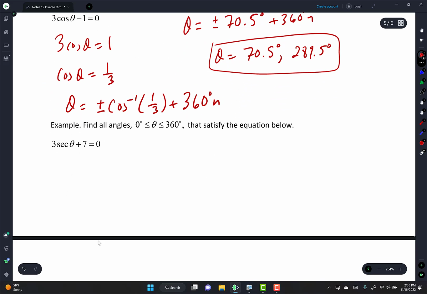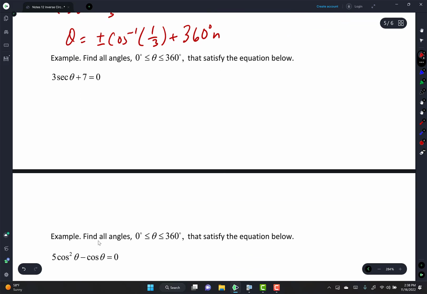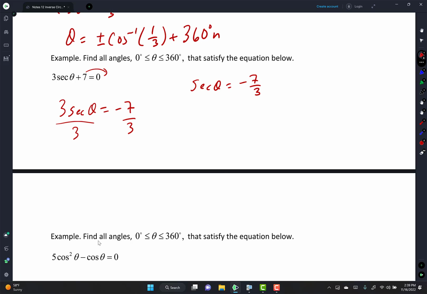All right, the next example. We're almost done, guys. 3 secant theta plus 7, move the 7 to the other side. So you have 3 secant theta equals negative 7. Now I'm going to divide both sides by 3. Secant theta equals negative 7/3. Have we ever done a formula with secant?